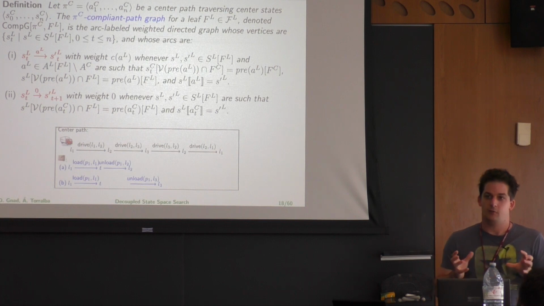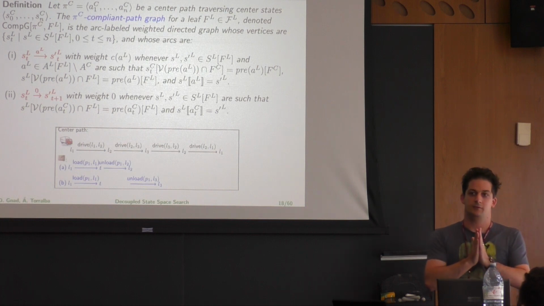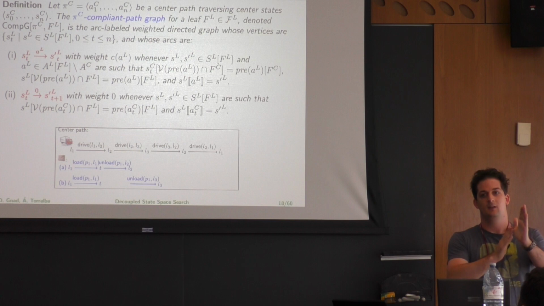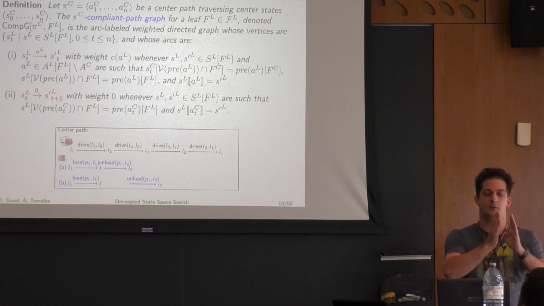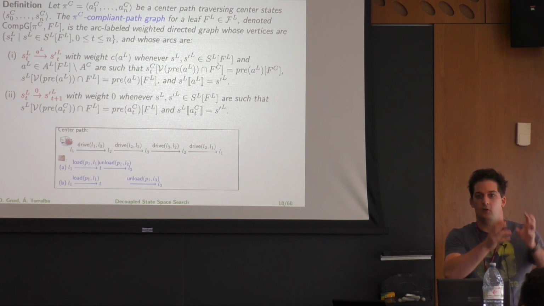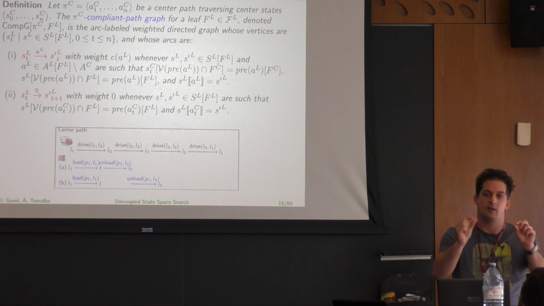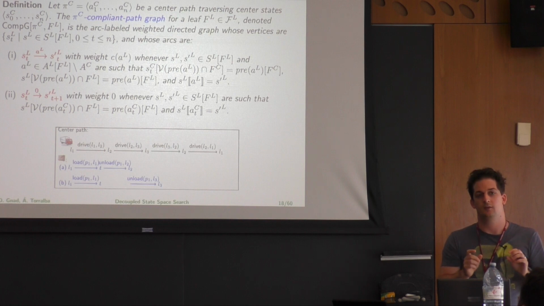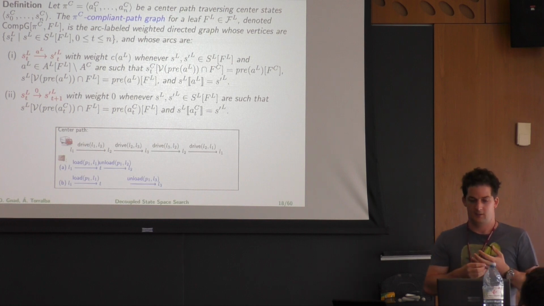The compliant path graph is a layered graph where you start at the initial state, and by applying a new center action, you also generate a new layer. So for each center action you apply, you get a new layer, which is a copy of all possible leaf states, and now there are transitions between those states that represent all the compliant paths.